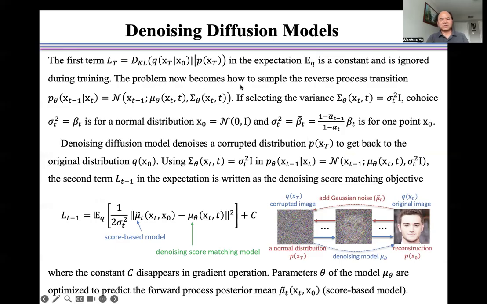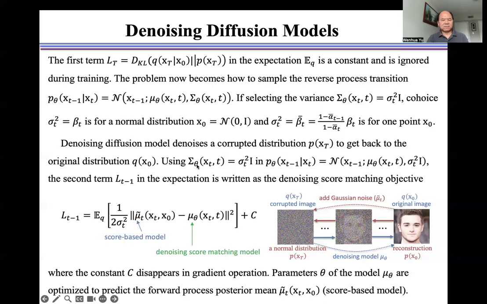The problem now becomes how to sample the reverse process transition p theta. If selecting the variance sigma theta, one choice here is for normal distribution x0, and this choice is for a single point x0. Denoising diffusion model denoises a corrupted distribution p xt to go back to the original distribution q x0, as shown here.